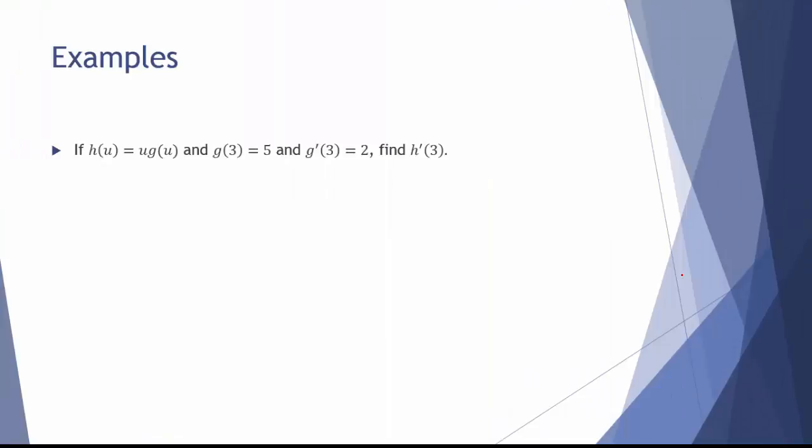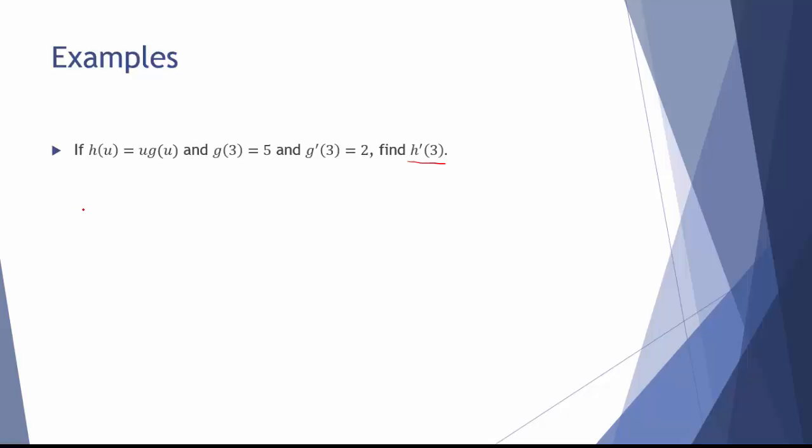If h of u equals u times g of u, and g of 3 equals 5, and the derivative of g at 3 equals 2, find the derivative of h at 3. Okay, that looks like a lot of gibberish at first. We're looking for the derivative of h at 3. We're given the function h of u. So can we find the derivative of h? Look at how h is defined. It's u times g of u. That makes it a product.